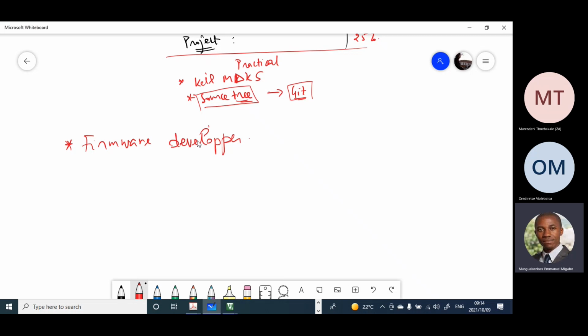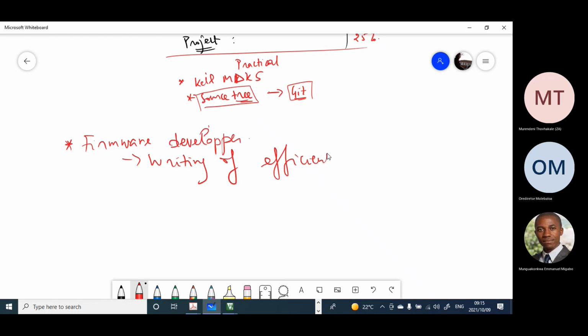But there are also some specific aspects reserved for the firmware developer when it comes to the benefits of knowing the computer architecture. Anyone who can think of any? Of course, as I mentioned, a firmware developer is also a programmer, so writing efficient applications is one, so writing efficient firmware applications in this case.